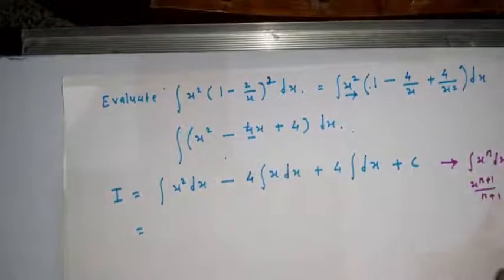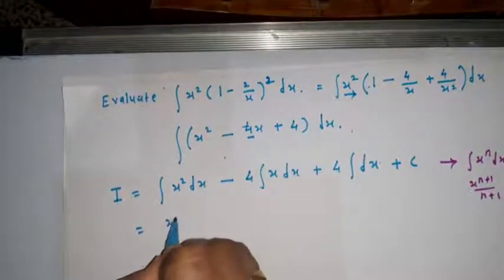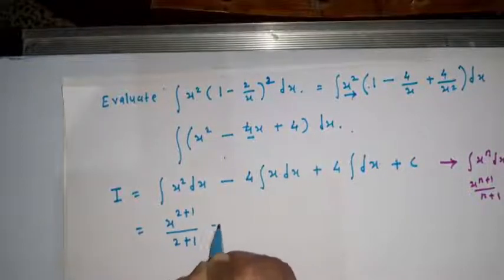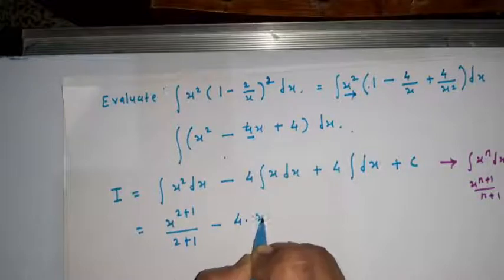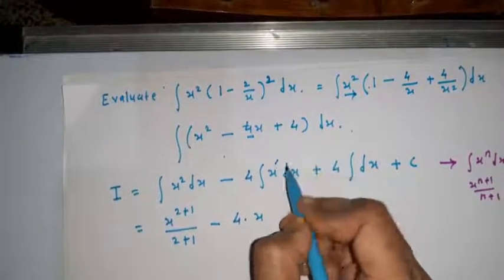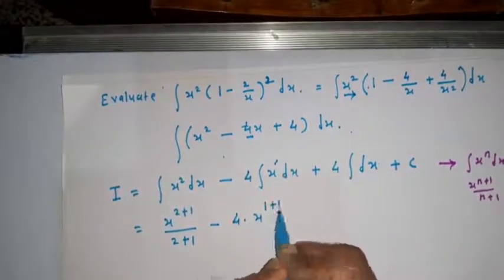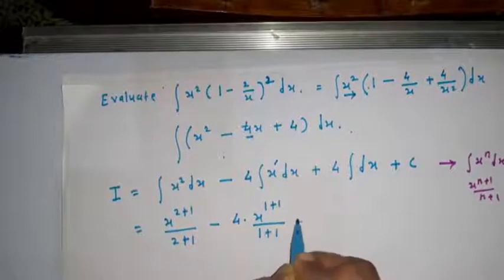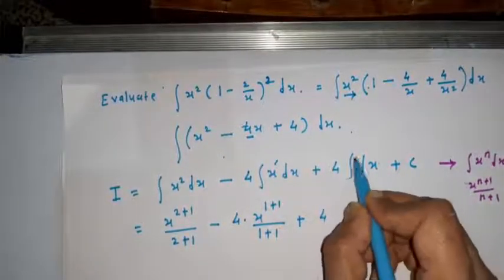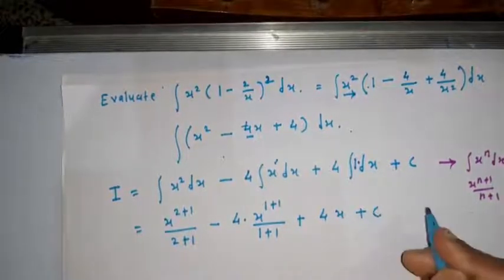upon n plus 1. Okay students, and this is x raised to n plus 1 means x raised to 2 plus 1 upon 2 plus 1 minus 4 into x raised to, here n is 1, x is there means the value of n is 1, x raised to 1 plus 1 upon 1 plus 1 plus 4 into, again here is the constant term. The integration of constant number is x plus constant of integration c.